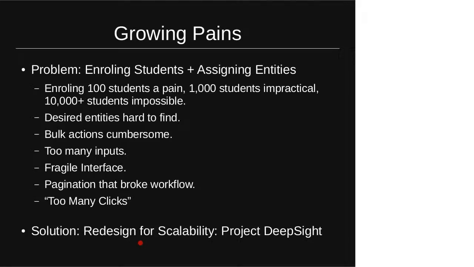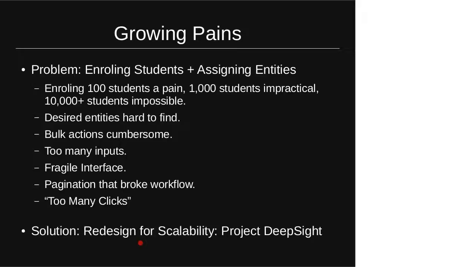Now, as we had people dealing with more and more information, we found that it was very hard for them to deal with that size of information. If they were enrolling 100 students, it could be very difficult because they had to go and do each one individually. Anything more, 1,000 students became very impractical, and we were forced to have other solutions to do that sort of action. Anything more than that was simply impossible.